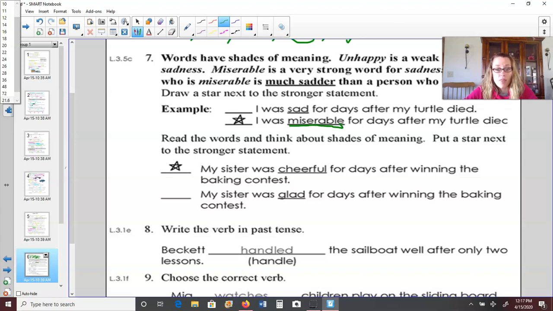So let's look at the other ones. My sister was cheerful for days after winning the baking contest. My sister was glad for days after winning the baking contest. So which word is stronger, cheerful or glad? Cheerful has a stronger meaning. If you are cheerful, it means you are more happy or you are more glad about something.